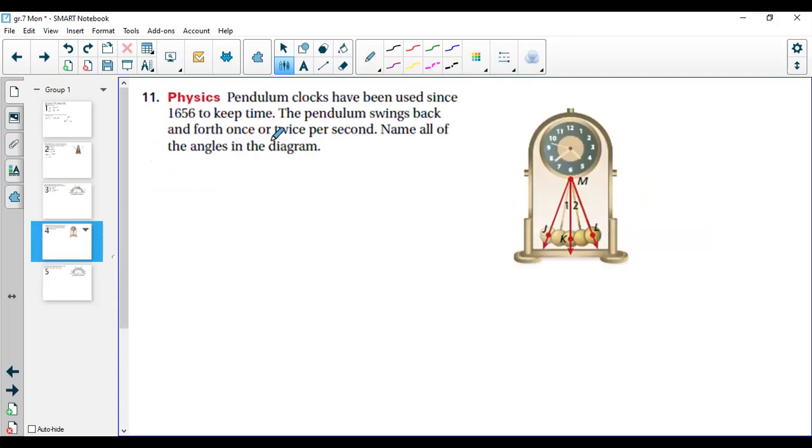Okay. Let's move to the next question. Pendulum clocks have been used since 1656 to keep time. There's a pendulum clock.